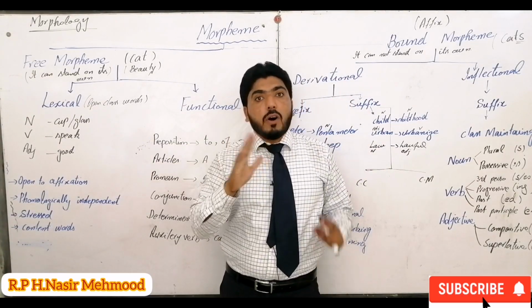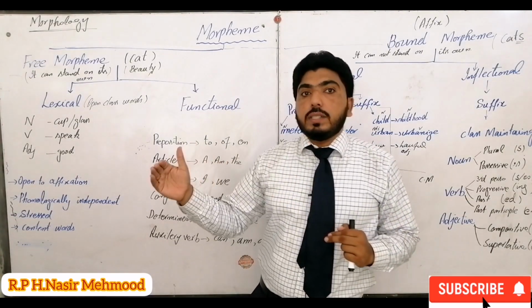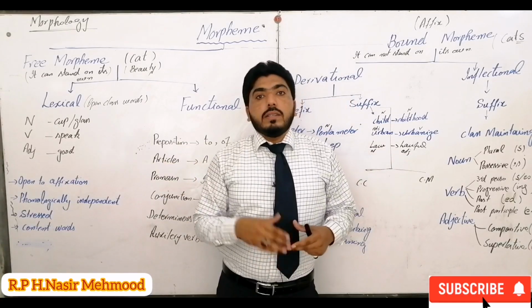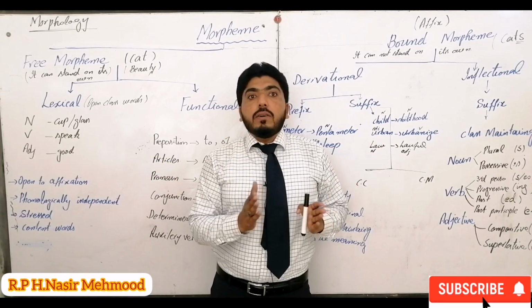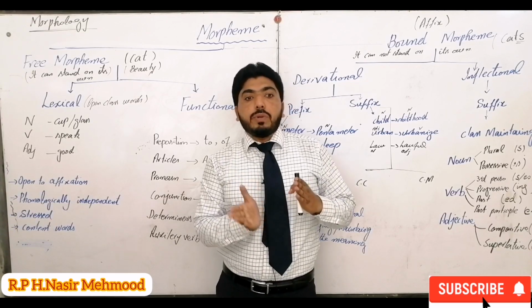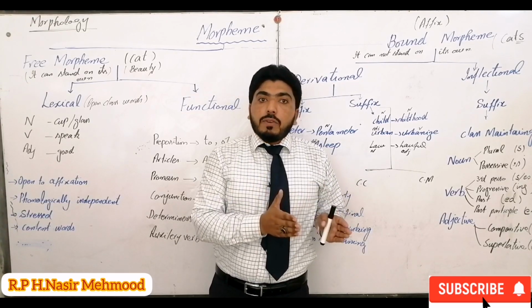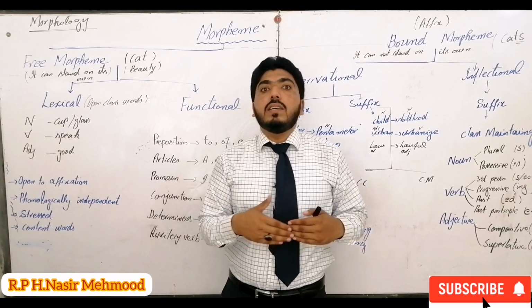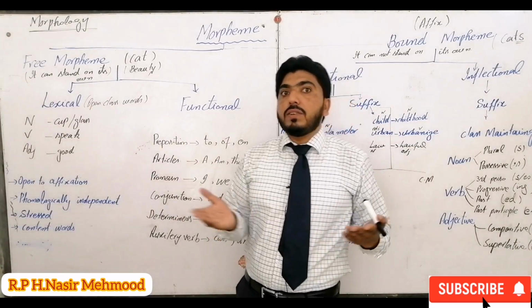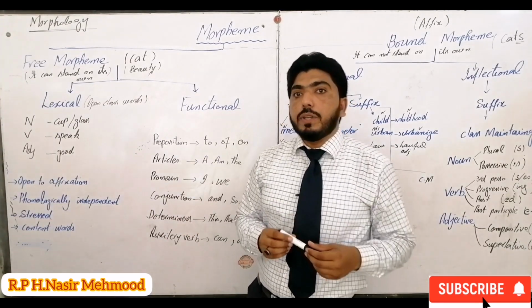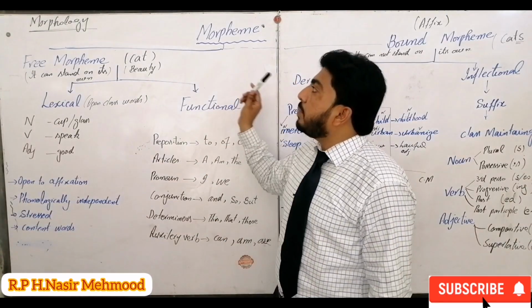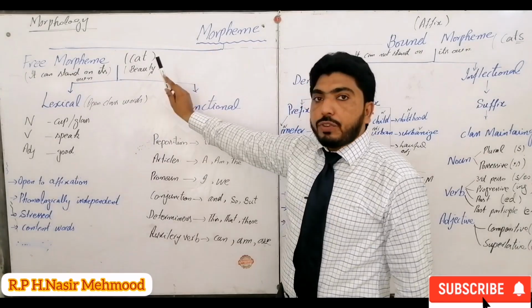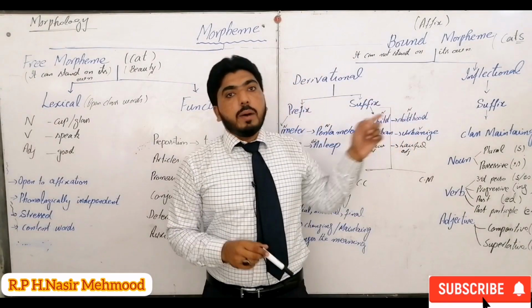The word smallest means it cannot be further broken. And meaningful, it always has meaning. Sometimes it has to depend on others for the completion of its meaning, and sometimes it can stand on its own. It does not need to depend on other morphemes, but it is always meaningful. So, there are two types of morpheme. One is free morpheme and the other one is bound morpheme.